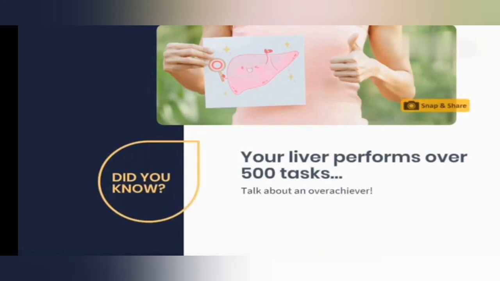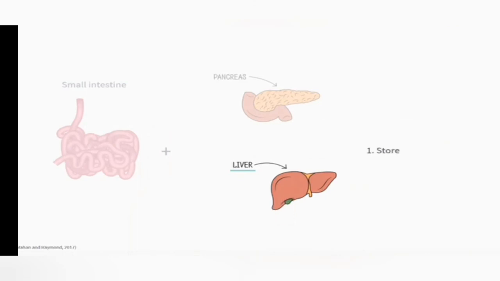Did you know that the liver performs over 500 tasks daily? It's an overachiever. It's very important to know the liver because it metabolizes all the waste products, the metabolic particles, within the liver. So let's begin with the next auxiliary organ, which is the liver itself. It stores, transforms, and releases the metabolic products.